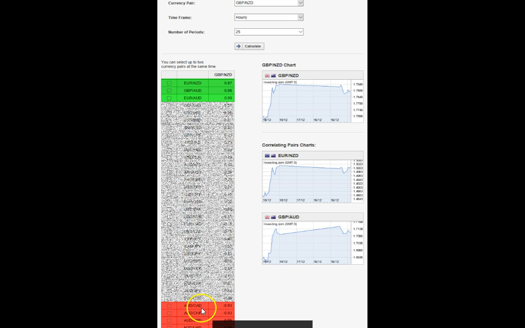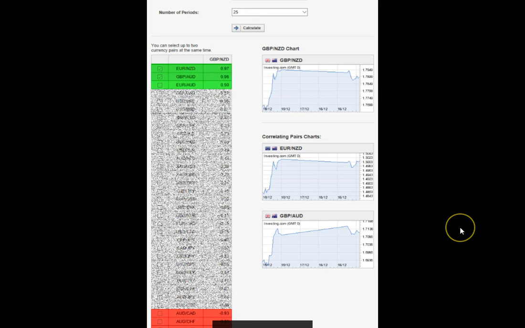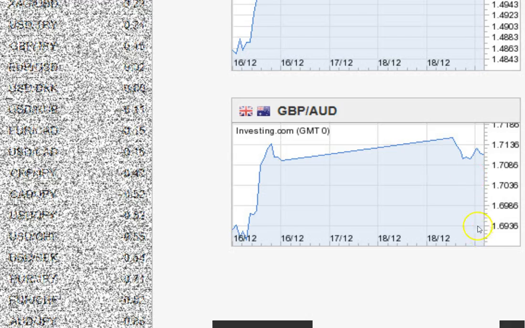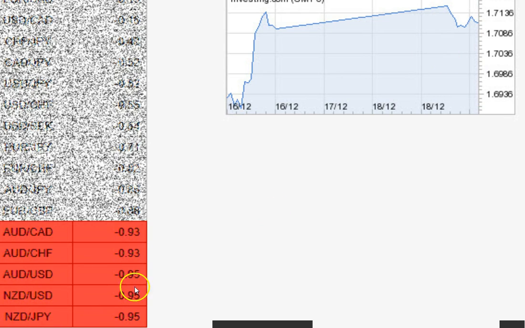The ones that have a negative correlation with the pound New Zealand dollar are Australian CAD, both commodity crosses here, 0.93, so above that 90 threshold. Australian Swiss franc, another one. Australian US dollar, the New Zealand US dollar, and the New Zealand Japanese yen. These are all above that threshold of 90 or higher. If I can just zoom in here to bring it up, there we go, so 95.